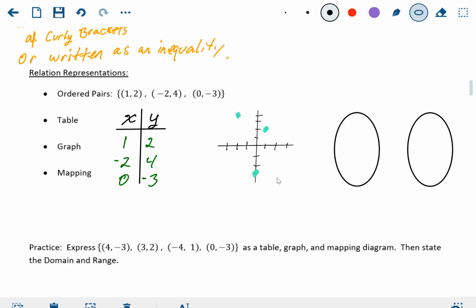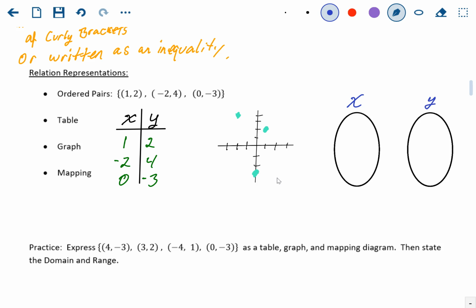Now your mapping diagrams can be labeled several different ways. A lot of times you'll just see them X and Y. So you can see X on the left, Y on the right. You might also see them labeled as input and output, or domain and range. Remember, these are all interchangeable words. So you do it as however you want. I'm going to do X and Y for these.